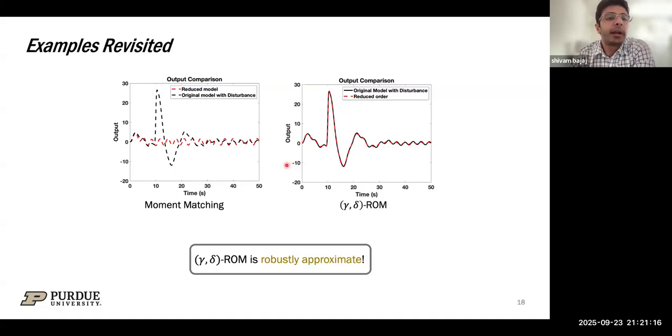Before I proceed further, here's a numerical example to clearly illustrate the robustly approximate property of the framework. Earlier I had an example where I was using moment matching, which is one of the classical methods in the literature, to reduce a given system. In the presence of disturbances, we saw that the performance of the reduced model, which is this red curve, does not follow the black curve. However, in our framework, we see that the red curve follows the black curve. And that is what I mean by robustly approximate. The reason we want this property is that, remember, I want to be able to design controllers using the reduced order model for the full order system.